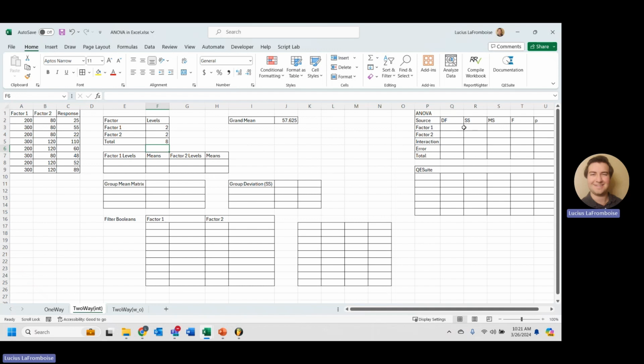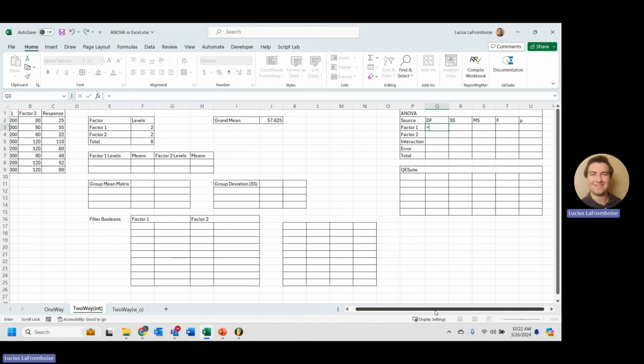So here we are ready to take a look at our degrees of freedom. So degrees of freedom, if you remember, for each factor is going to be the number of levels for that factor minus 1. Again, we'll do number of levels minus 1. Okay, so I need to get my math up here because we have quite a bit to look at.